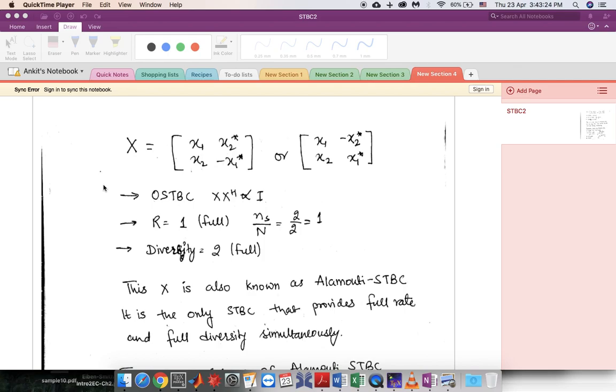Hello all, this is our second lecture on space-time block code. Here, capital X, the given matrix, is an OSTBC since it follows X into X Hermitian proportional to I. It also follows the amicable orthogonal design as we have discussed in our previous lecture. The rate achieved through this design is 1, which is full rate, and diversity is equal to 2, which is the maximum diversity we will get across the two transmit antennas, right?